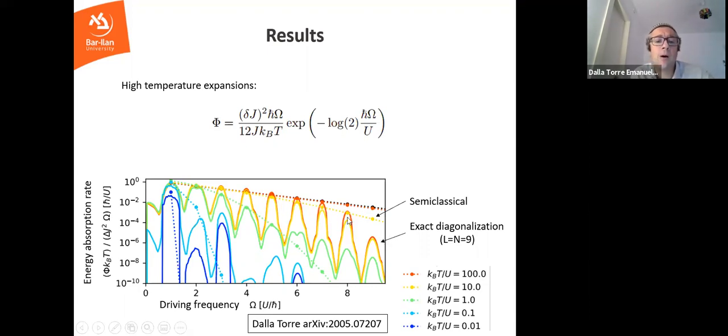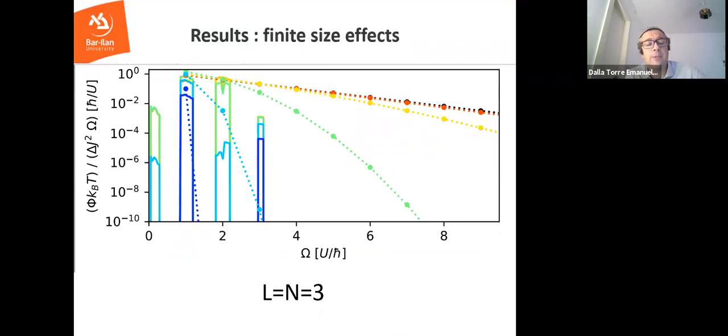Now you may say, oh, well, the agreement in the red and yellow, which is the high temperature, is also not great because look here, at high driving frequency, you see that there is no good agreement. But actually, this is not a problem of the approximation; it's a problem of the numerics, because the numerics is done with a finite number of particles. So let me show you what happens when you increase the number of particles.